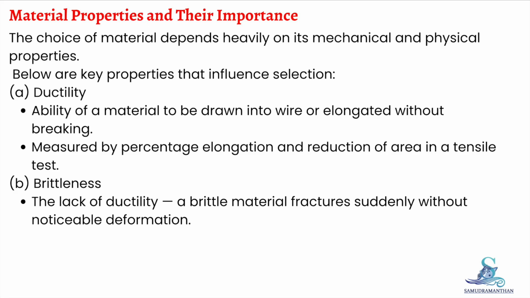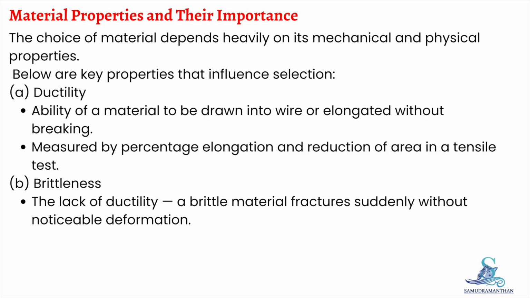Material properties and their importance. Now let's move to the properties of materials which play a vital role in selecting metals for engineering use. Ductility. Ductility is the ability of a material to be drawn into wire or elongated without breaking. It is measured by the percentage elongation and reduction of area during a tensile test.